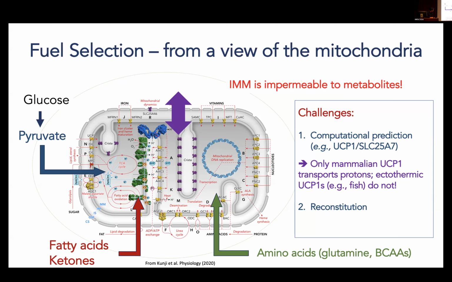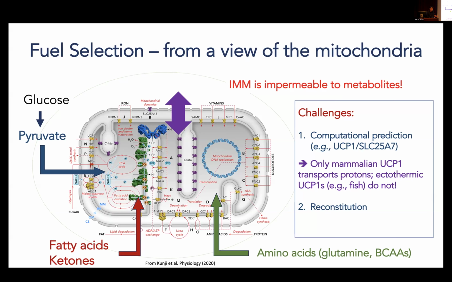The second issue is that reconstitution of mitochondrial membranes is notoriously difficult. Making recombinant proteins is hard. Many of them are not properly expressed in E. coli, so we really have to do something else.